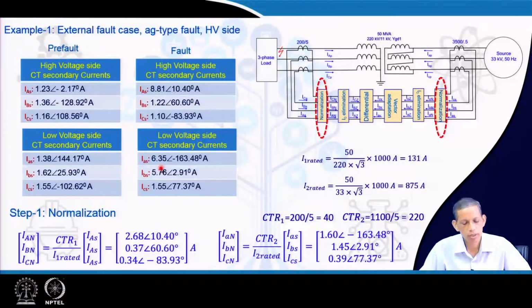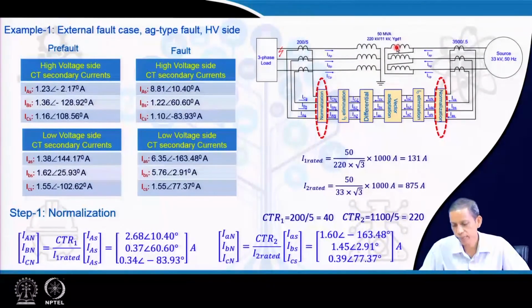Notice that instead of one phase, the currents in two phases on the primary, the high voltage side, are now increased. This is due to the reason here. If you see here, the fault is in A phase, so this current increases.